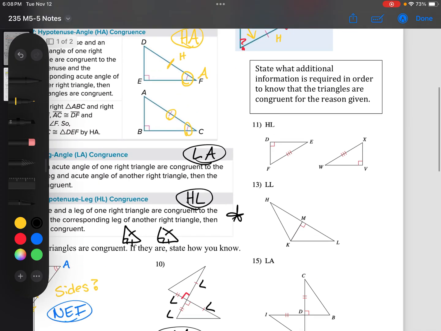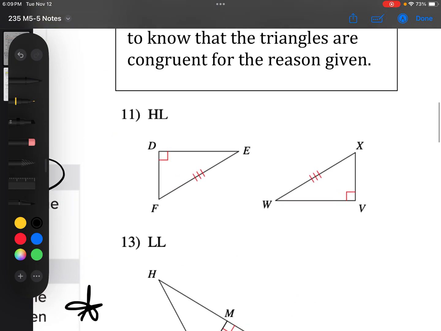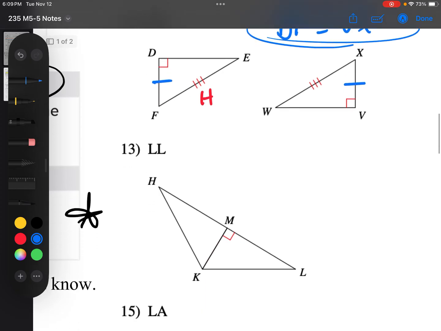Okay? Over here, it wants us to state the additional information or additional congruence needed to know. This one wants to do hypotenuse leg. So I already have a hypotenuse. The only thing I need to know is a leg. So the additional information I'm going to say is that DF, segment DF, is congruent to segment VX. Okay, remember order matters. Those are very commonly missed questions on that test or on that quiz we just had too. So make sure we get that down pat so when it comes for the test, we know what we're doing.